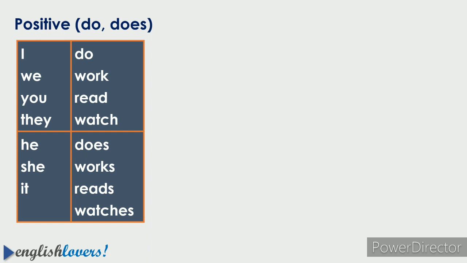So remember, do is the plural form and does is the singular form here. So here third person singular pronouns, that is he, she and it, take does. So we say he does, he works, he reads, he watches, or she does, she works, she reads, or she watches. So do and does with the personal pronouns.